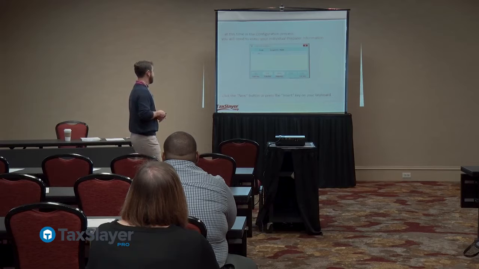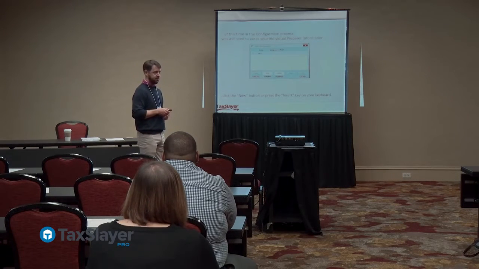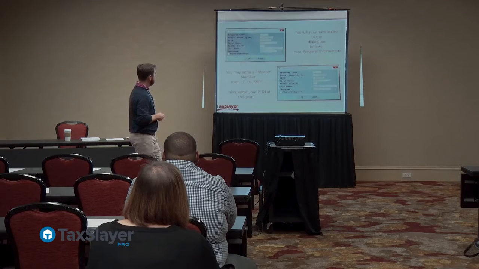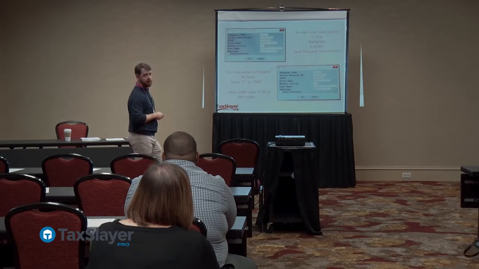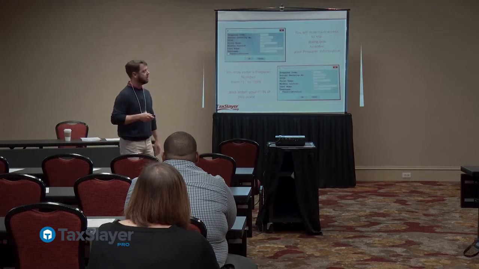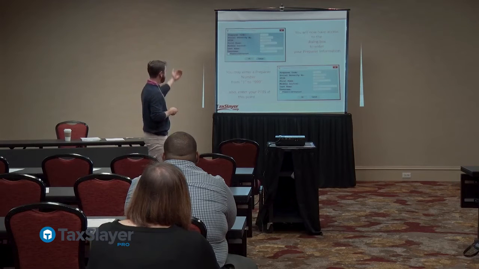All right, at this time, in the configuration process, you will need to enter your individual preparer information. That's what we were talking about here. So for each preparer, you'll just click the New button right there, and you'll enter in that preparer. Each preparer will have their own code. I'm assuming you guys with the network obviously have numerous preparers, right? Okay. So you'll enter in their name, their PTIN. They'll have their own username that you can create or they can create. Okay.